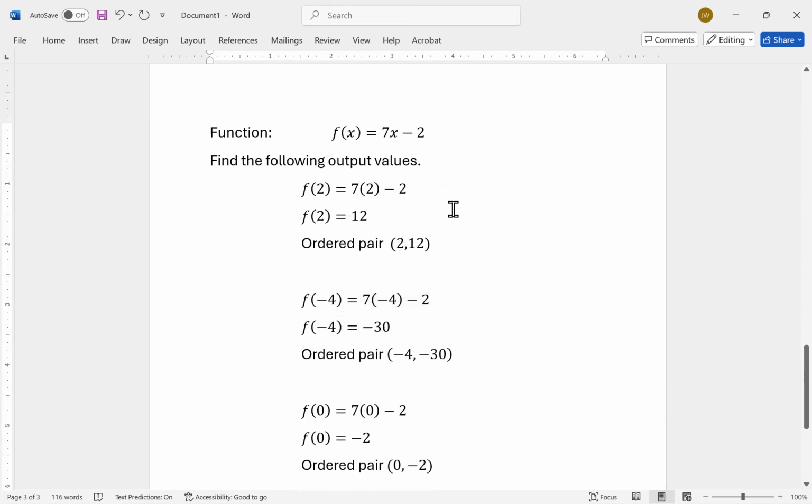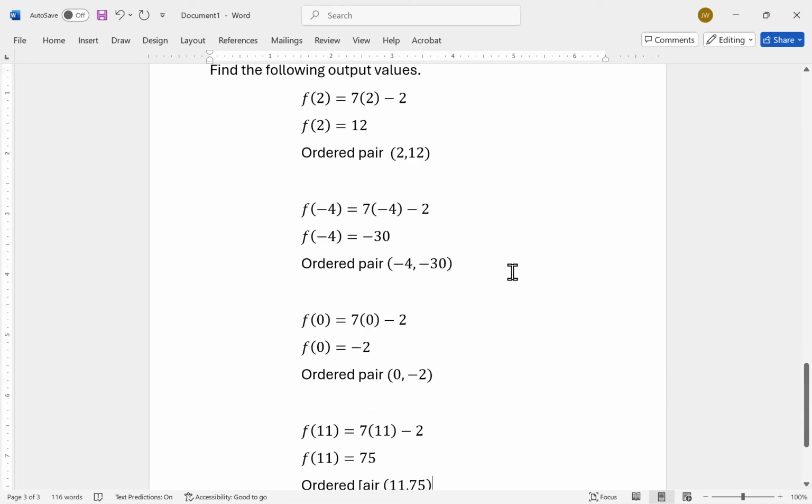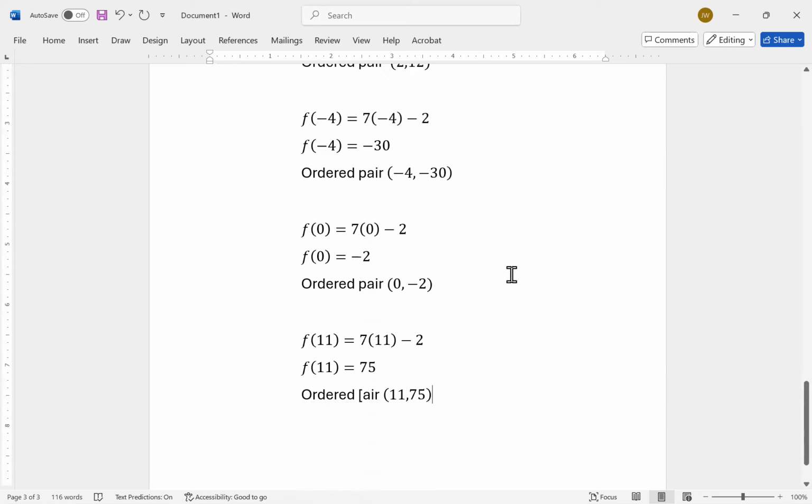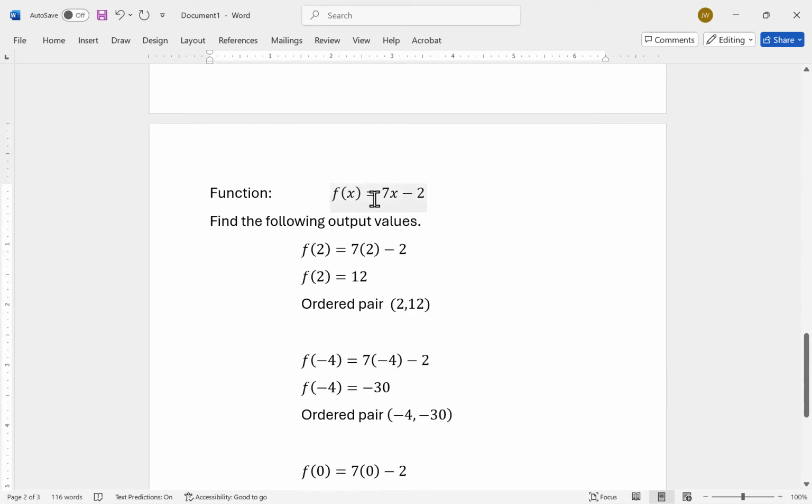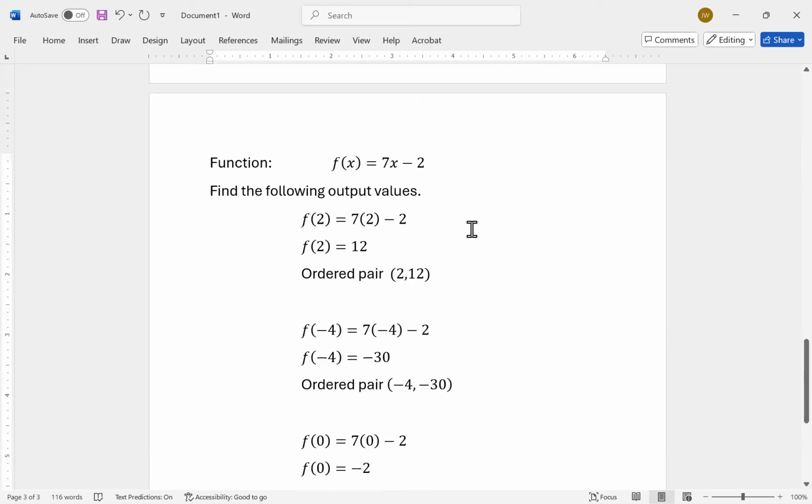So we can put in any input values that we want. I just used integer input values in this case, and my expression was 7x minus 2. Obviously, the expressions can get more complicated. The inputs don't always have to be integers. And we can get lots and lots of other stuff.